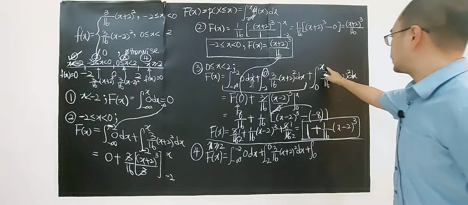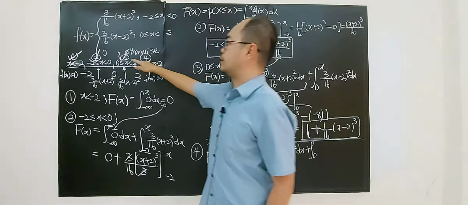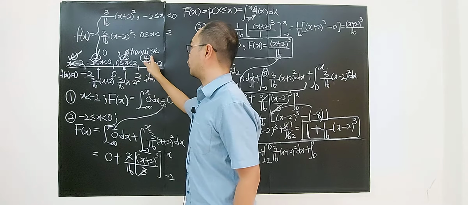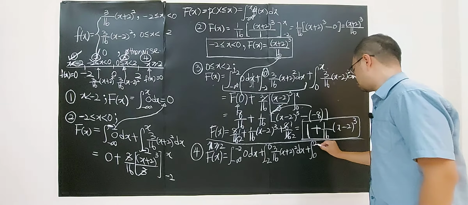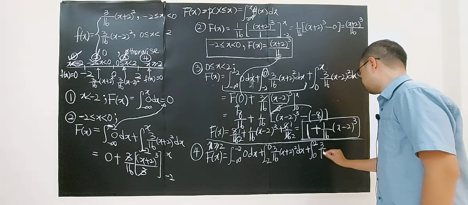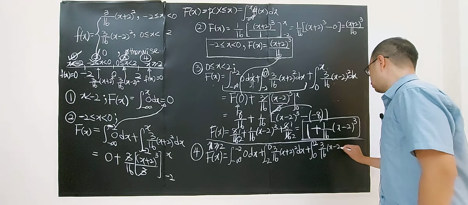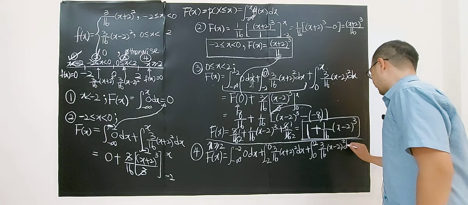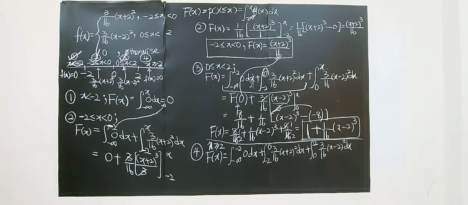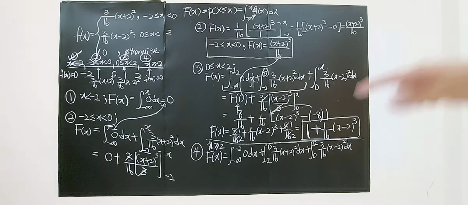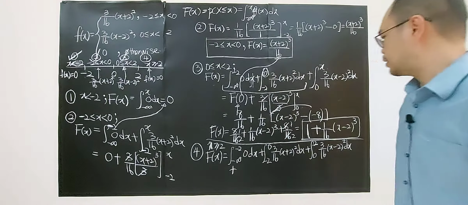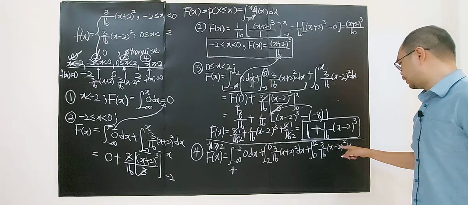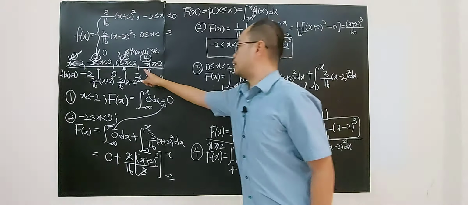Bukan up to x sudah, because why? Already done, right? Third interval. Because now we add the fourth interval, so 0 up to 2. So during this time it is 3 over 16 (x minus 2) to the power of 2 dx, right? Okay, again, add with the last one. The last one will be from 2.